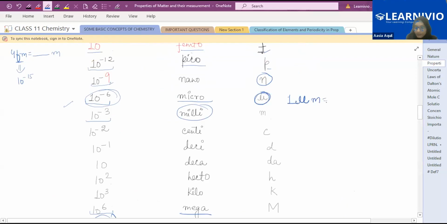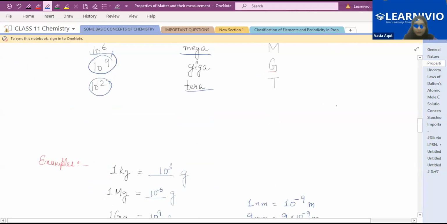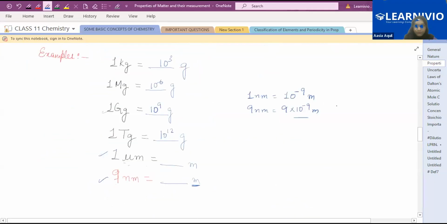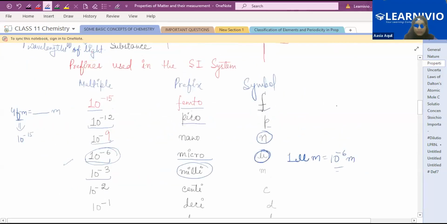So in 1 micrometer, how many meters will be there? 10 raised to the power minus 6 meter, not 10 raised to the power minus 3. Minus 3 is used for milli, not for micro. Got it? Just quickly write it down, then we will discuss another term.